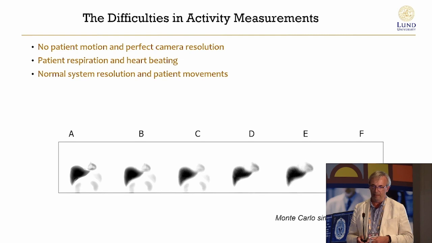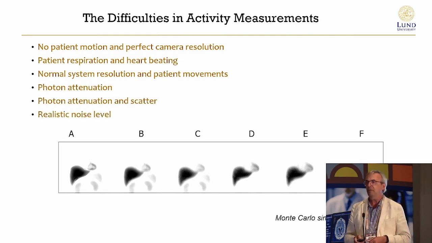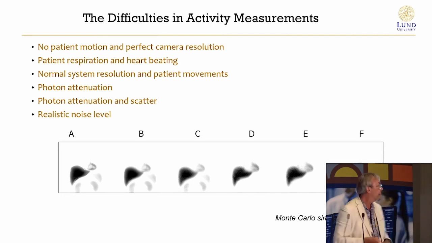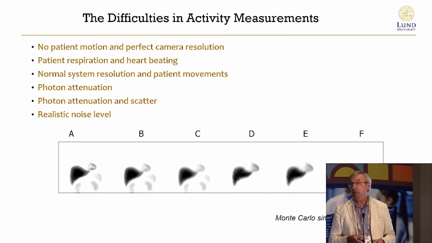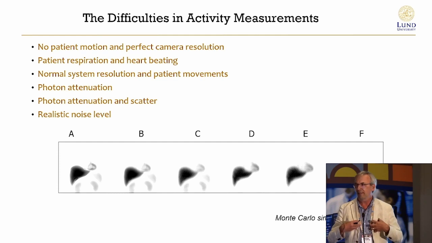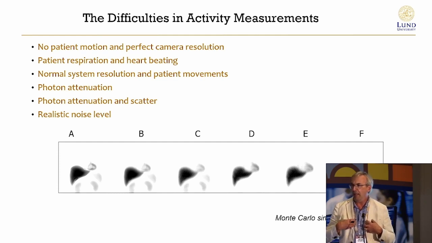So this is a simulation I have done just to show a little bit what the problems are. To the left, we have a perfect patient regarding imaging, a dead one, doesn't move, so we have quite a sharp image. This is an image of how it looks. This is what we want, the image A. But if we add the motion, the respiratory motion, you see the image B is a little bit blurred.